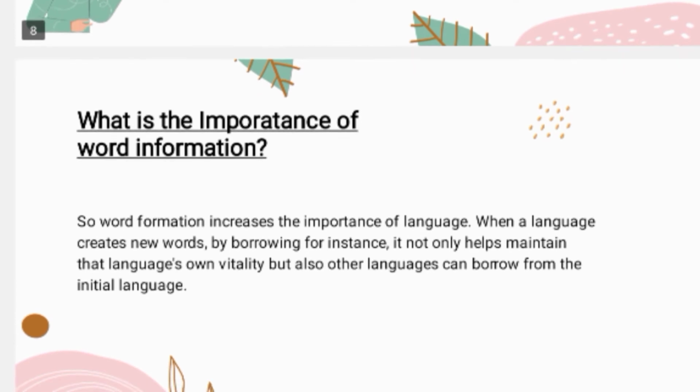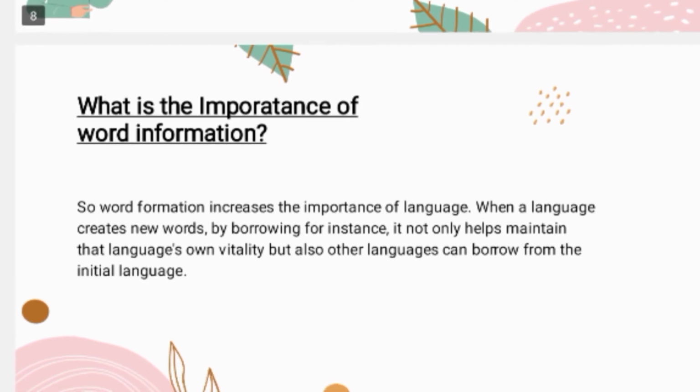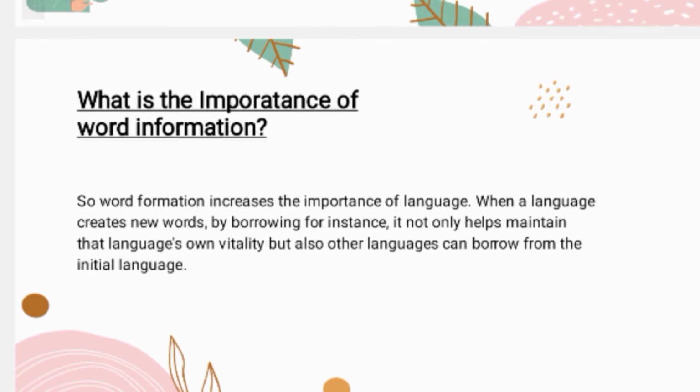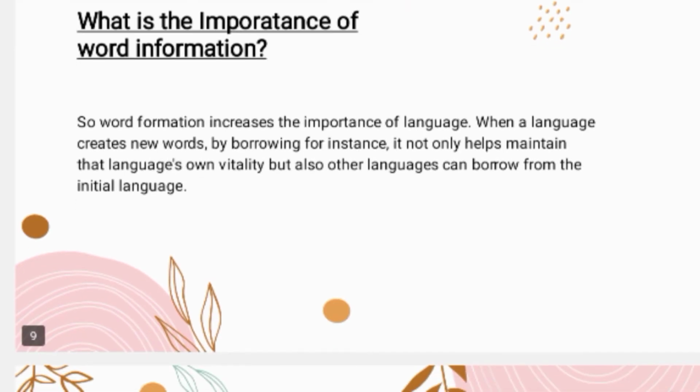What is the importance of word formation? Word formation increases the importance of language. When a language creates new words by borrowing, for instance, it not only helps maintain the language's own vitality, but also other languages can borrow from the initial language.